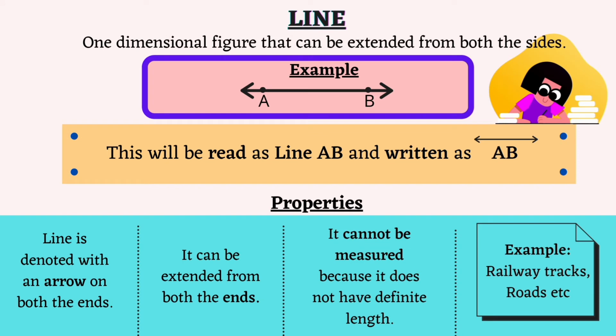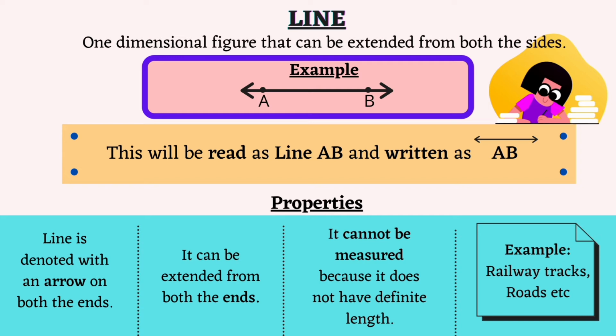A line is a one-dimensional figure that can be extended from both the ends. Below is the example of the line with letters A and B written on it. How to read this figure now? You will read this as line AB, but when it comes to writing, you will write the letters A and B, and above that you will make a small line.